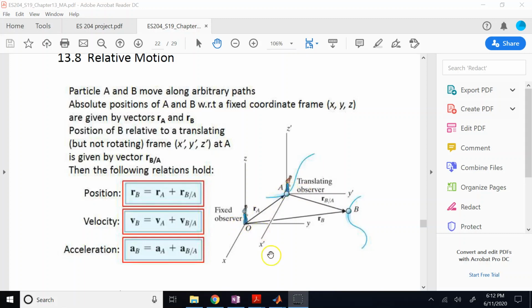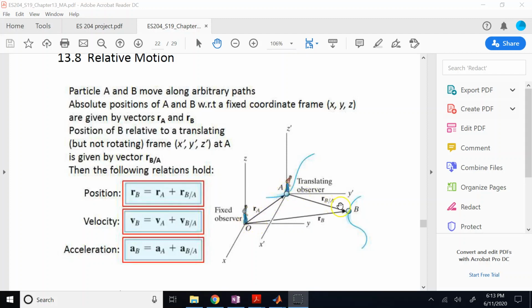So here, the position vector of particle B with respect to the observer at A, we show it with R_B/A. Whenever we say B/A, it means B with respect to A. Then the position of particle B directly measured from the observer at O, we call it R_B. And the position of the moving observer at A as measured from O, we call it R_A.